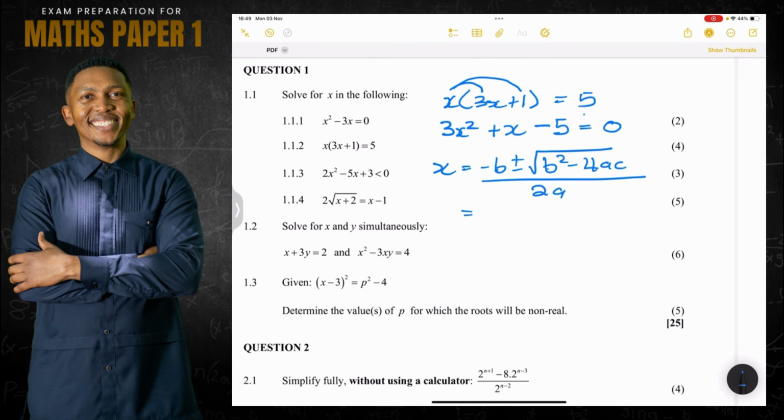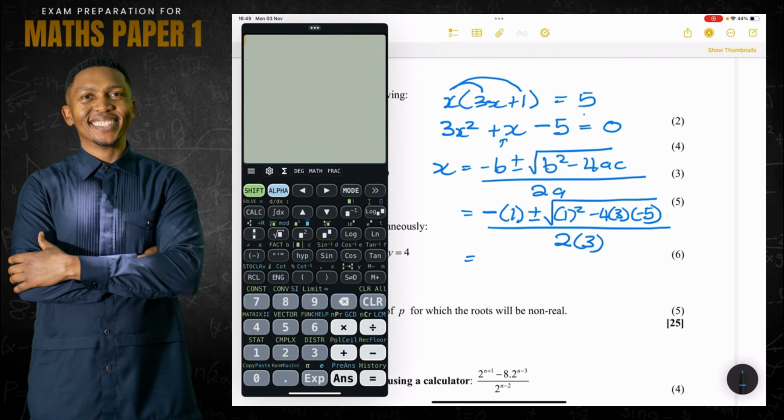And what's our b value? So that's minus a positive 1. Our b value is 1, plus minus the square root of 1 squared, minus 4 times our a value, which is 3, and our c value is negative 5. Right, this is all over 2 times our a value, which is 3. So we should get two values for x in this case.